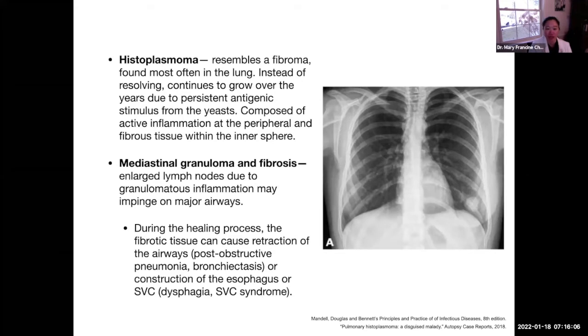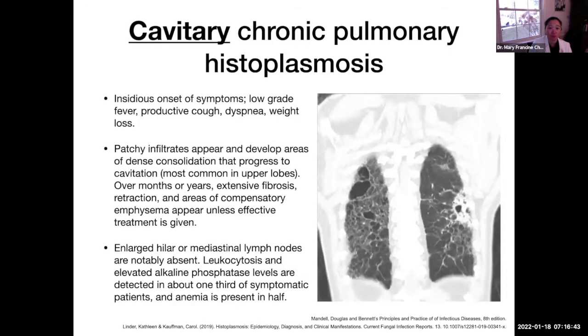And then you can also have mediastinal granuloma and fibrosis. Basically, enlarged lymph nodes due to granulomatous inflammation. This is troublesome in some ways because sometimes they can grow enough that they may impinge on your major airways. And then during the healing process, the fibrotic tissue can cause retraction of the airways. So your patients can get post-obstructive pneumonia, bronchiectasis, or constriction of the esophagus or the superior vena cava, causing dysphagia and SVC syndrome.